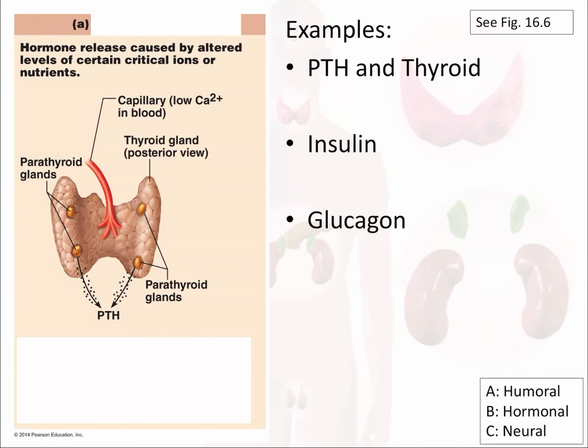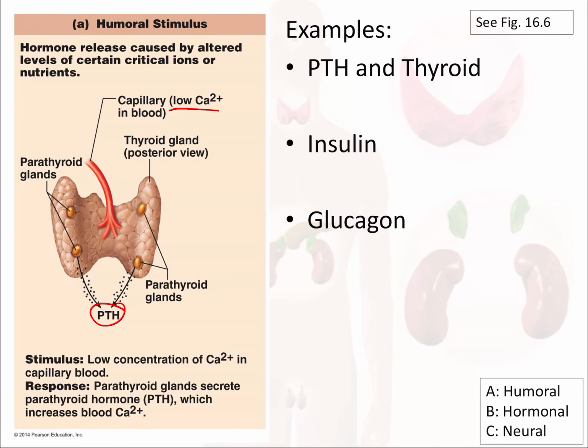Okay, next one. A couple examples here. This is hormone release caused by altered levels of certain critical ions or nutrients. Okay, so we see the parathyroid glands. They're responding to low blood calcium. Low blood calcium causes the release of parathyroid hormone. So that's humoral stimulus. Okay, insulin and glucagon in the same way, based on glucose levels. This one's based on calcium.